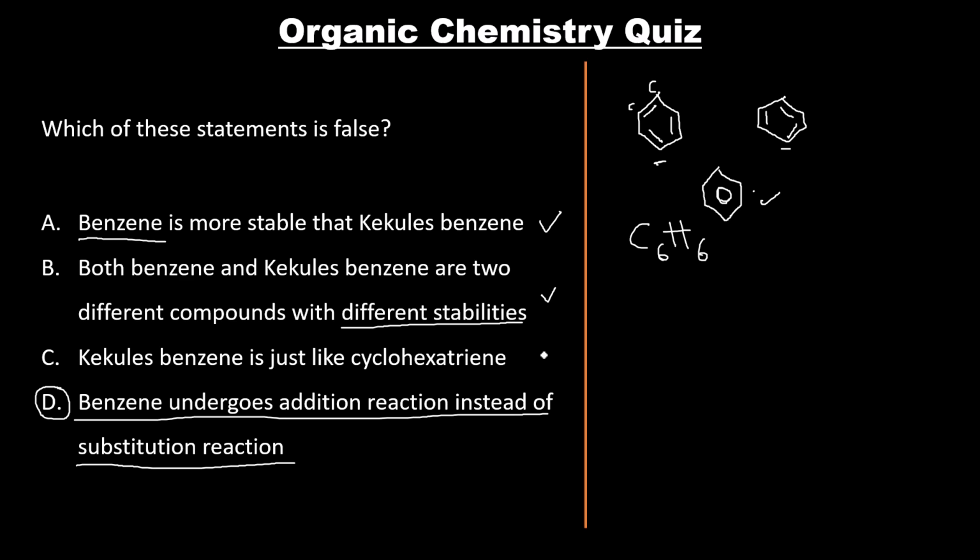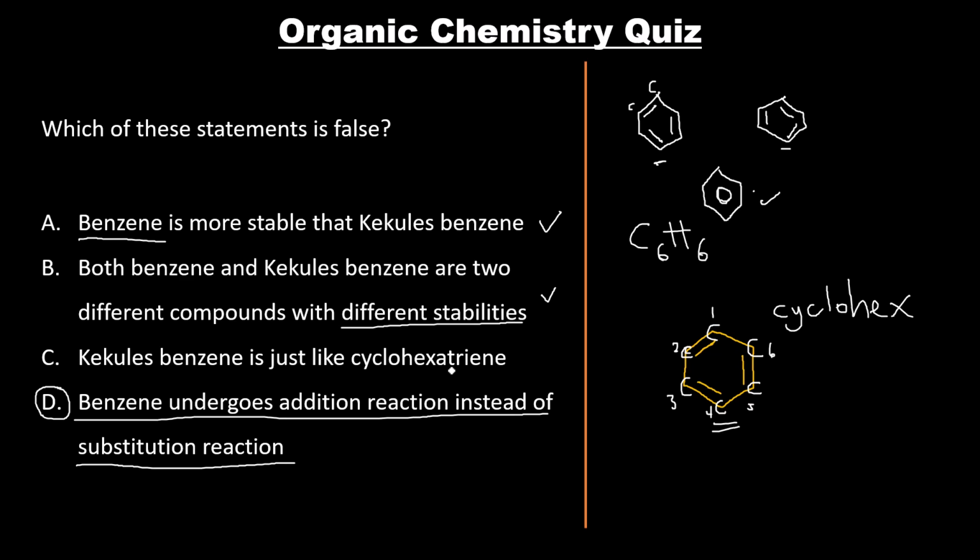Then the last statement, which is Kekule benzene is just like cyclohexatriene. This is a true statement. Let's draw the structure of cyclohexatriene and you see what I'm talking about. So the structure you see here is cyclohexatriene. Good. There's carbon over here. So how many carbons do we have? We have 1, 2, 3, 4, 5, 6. So that is where we got the hexa from, and cyclo from it being a circular structure.